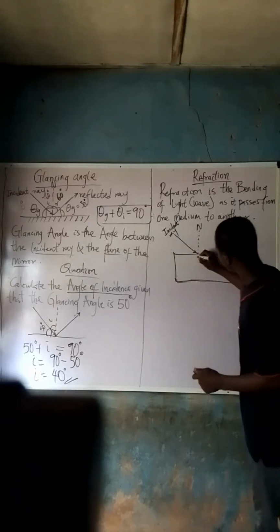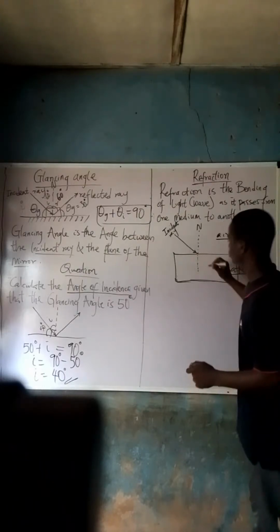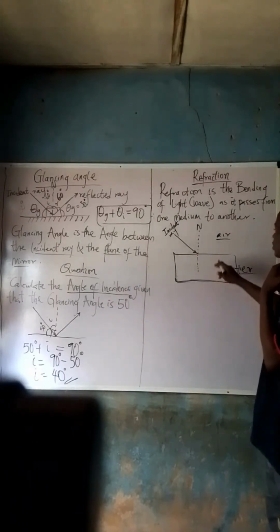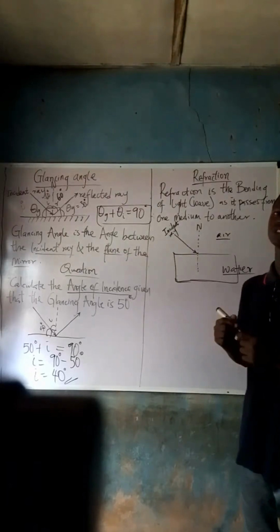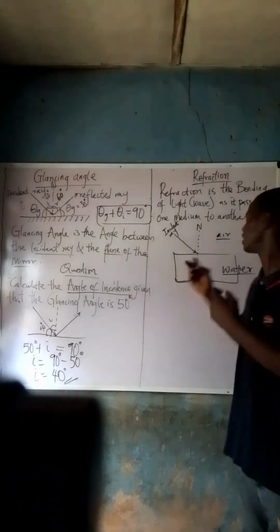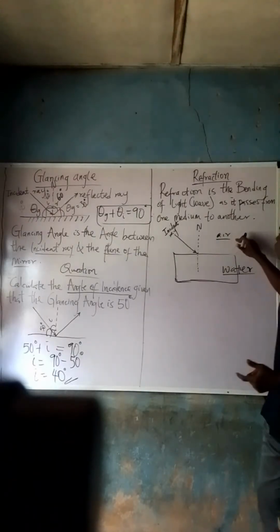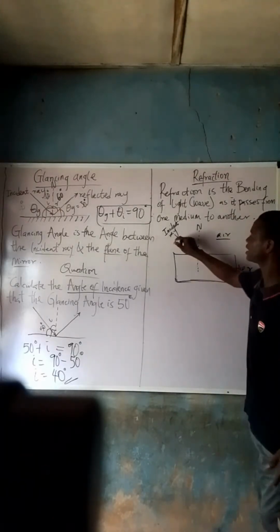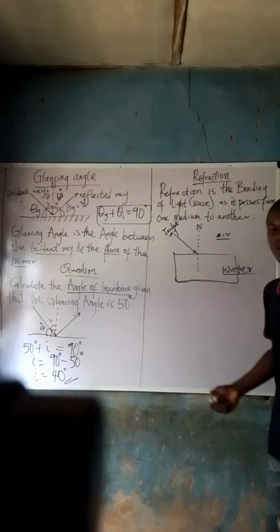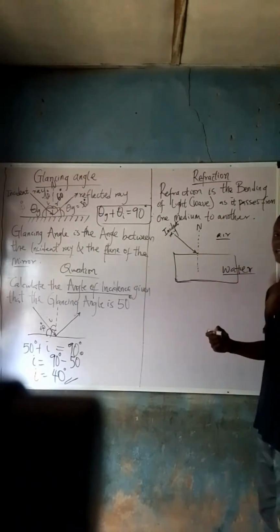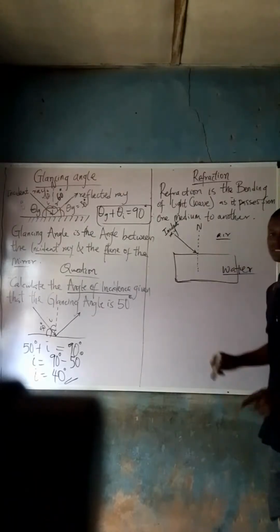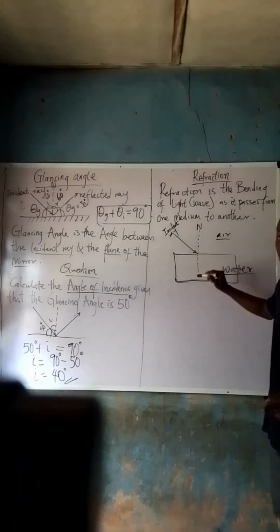Now this wave, let's just extend the normal downward. Because we know that air is very much less dense than water, this one is thicker than this one. So this light ray will not be able to travel as fast as it would in air, because it is about to enter another medium.